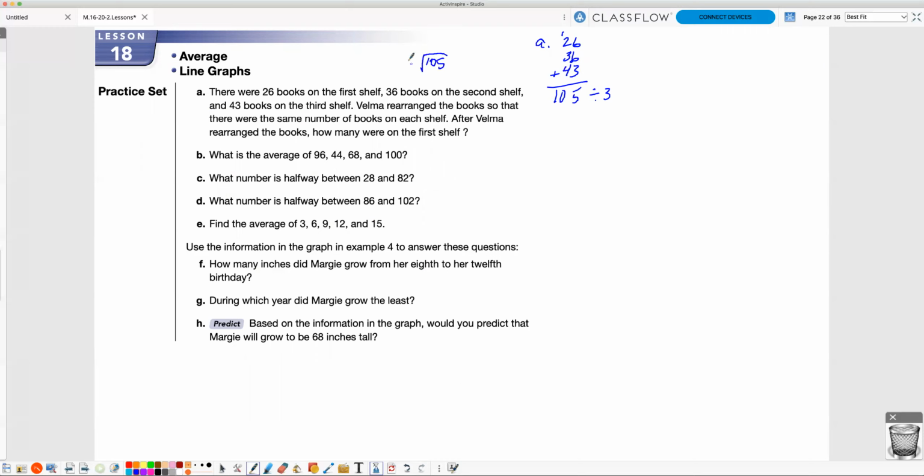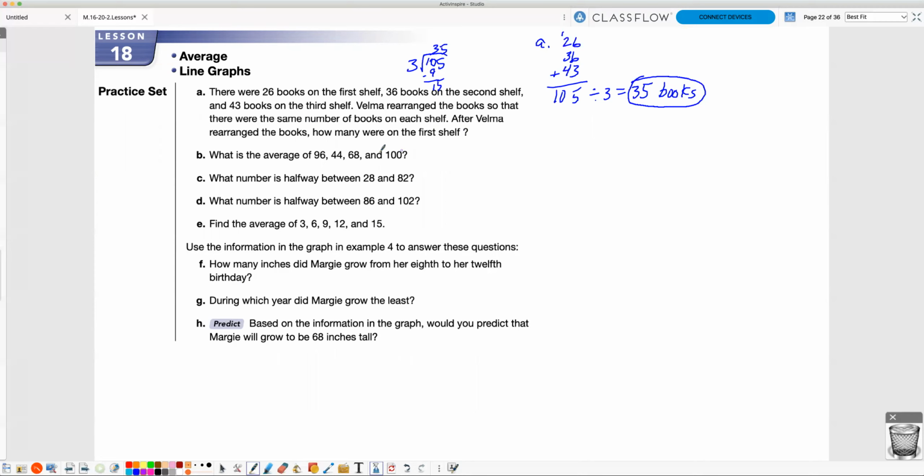105 divided by 3. 15 divided by 3 would be 5. There'd be nothing left over. So that would be 35 books on each shelf. So this would be however many books would be on the first shelf. It's also however many books would be on the second and third.